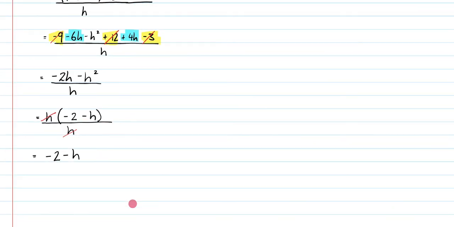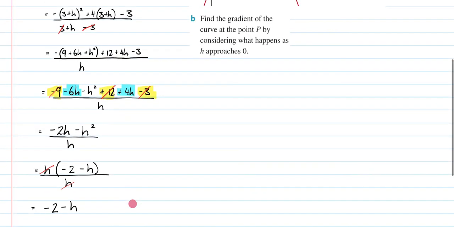Now, what I have to do now, let me zoom out, is answer B. Let me just highlight this. This is my answer for A. But now what I have to do for B is find the gradient of the curve at the point P by considering what happens as h approaches 0. So this is now when we're finding that instantaneous rate of change.